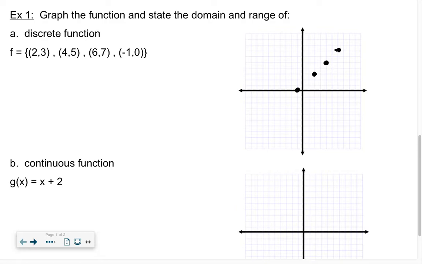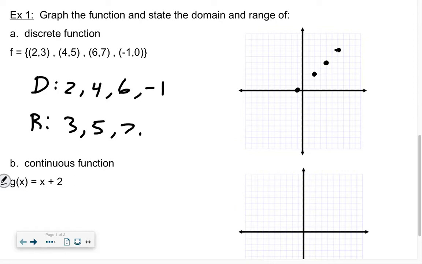And again, it appears that these points form a line, but it doesn't matter whether it forms a line or not. The fact is they're just points. That's why it's discrete. If we look at the domain, I think we can state this: 2, 4, 6, and -1. Range, R-wise: 3, 5, 7, and 0.